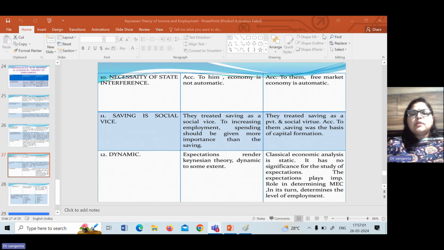To increase employment, spending should be more than the saving. And in classical theory, they treated saving as a private and social virtue. According to them, saving was the basis of capital formation. Next is the dynamic. Expectation rendered Keynesian theory dynamic to some extent, but in classical economics, there is no significance for the study of expectation. Expectation plays an important role in determining the marginal efficiency of capital, which in turn determines the level of employment.